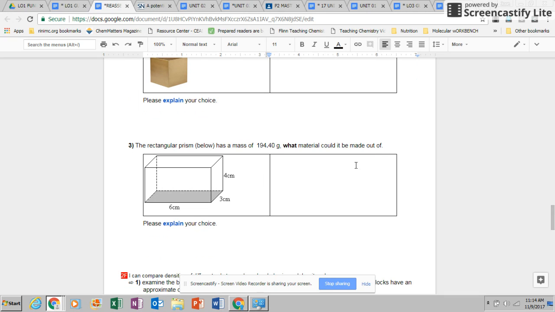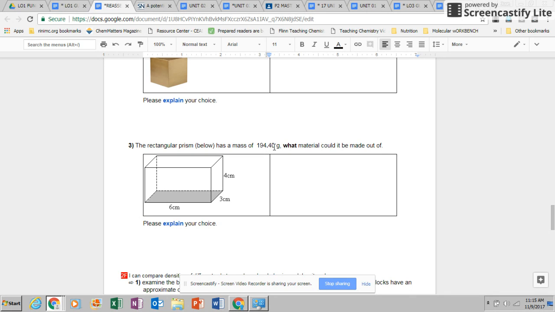Next, we have a rectangular prism that has a mass of 194.40 grams, and we know that it has a length of 6 centimeters, a width of 3 centimeters, and 4 is its height. In order for us to calculate its volume, we need to do 6 times 3 times 4, which is 72, and then we have centimeters once, twice, 3 times, or centimeters cubed.